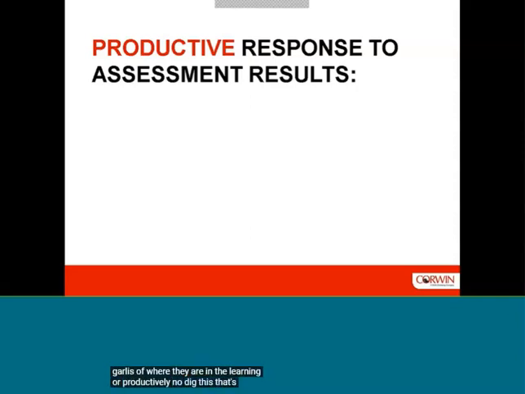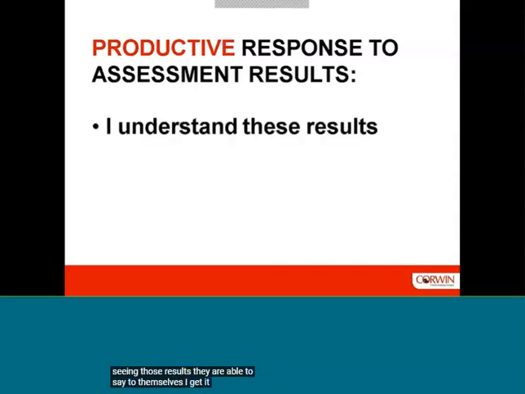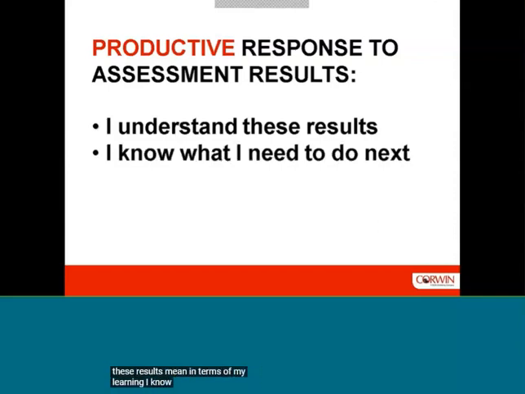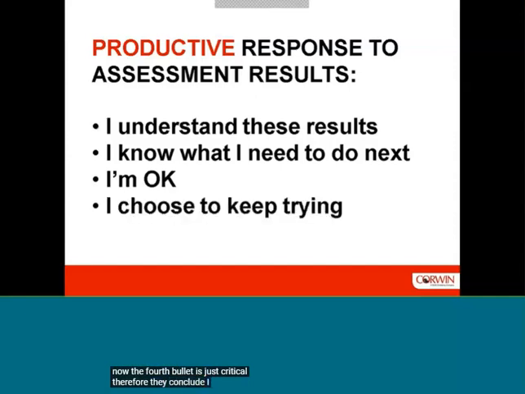Now dig this. That's an expression from the 60s for those of you who are younger. They respond productively when we have brought them to a place where, upon seeing those results, they are able to say to themselves, I get it. I know what these results mean in terms of my learning. I know what to do next. I can handle this. Now, the fourth bullet is just critical. Therefore, they conclude, I choose to keep trying.